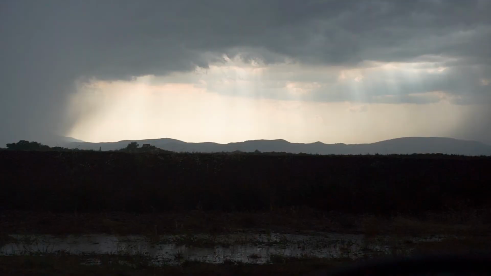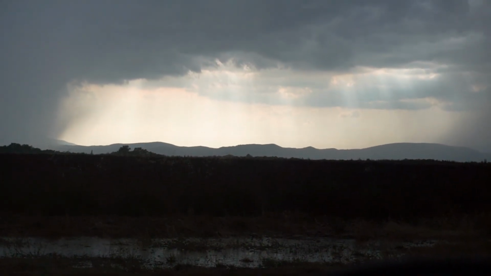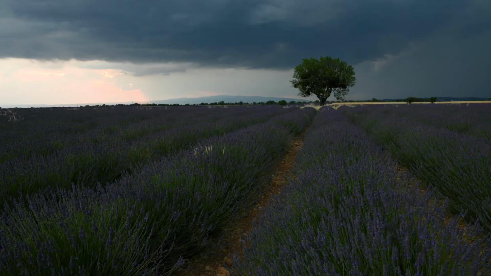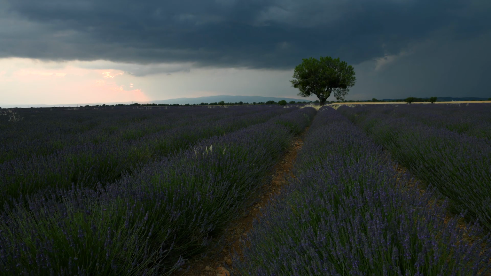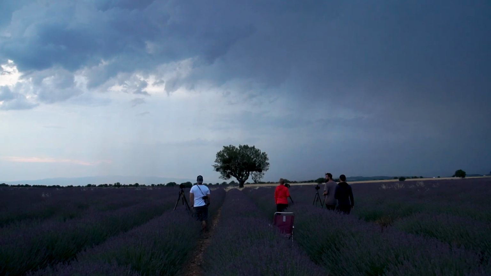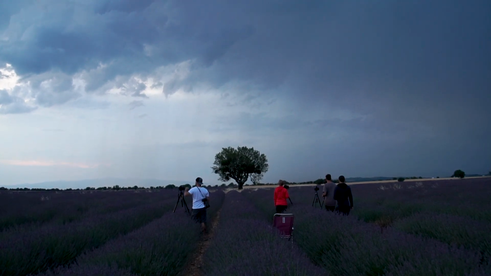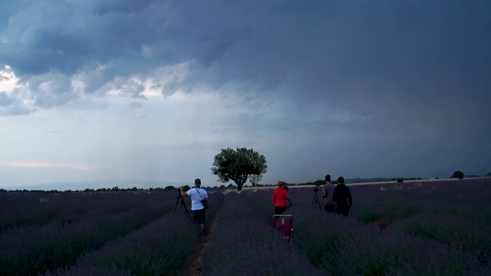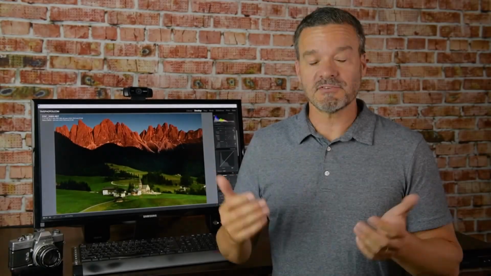So when we arrived at the one lone tree in the lavender field, the sky was an angry jumble of dark and dark blue clouds, and the rain had stopped, fortunately. I set up my camera and I was just waiting for the light to change. I was hoping that there would be an opening in the clouds and that the sun would come through. I was going to be able to get that sunset shot that I really wanted.